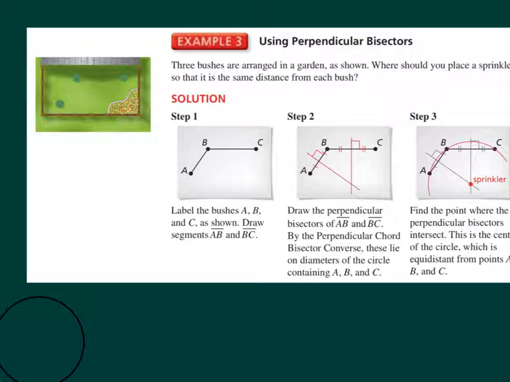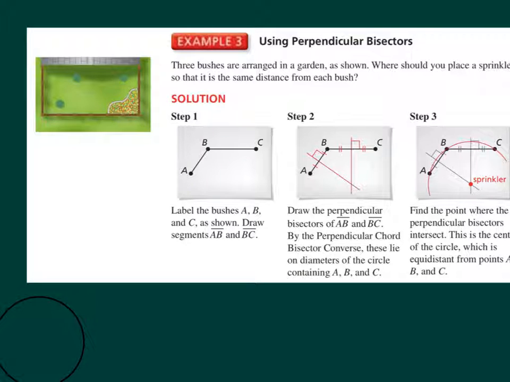This is something that's actually pretty practical, and I spent a summer working for the feed store, and they would have to do things like this. Not only would they have to account for the water pressure, but they would have to figure out how much pressure each zone had and how far the sprinkler heads would reach. Now, this one says 3 bushes are arranged in a garden shown. Where should you place a sprinkler so that it has the same distance from each bush?